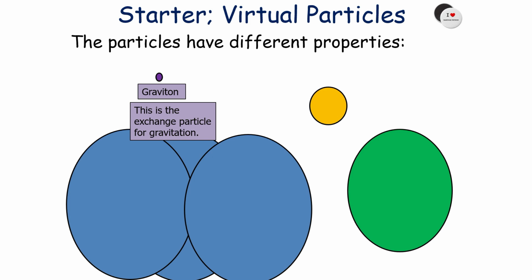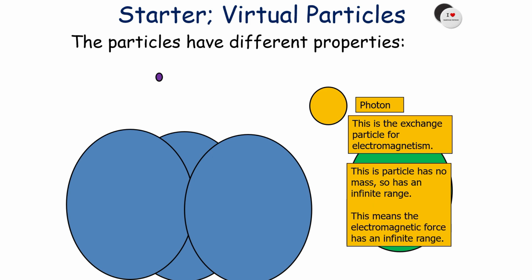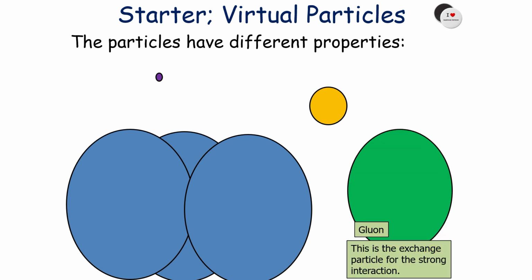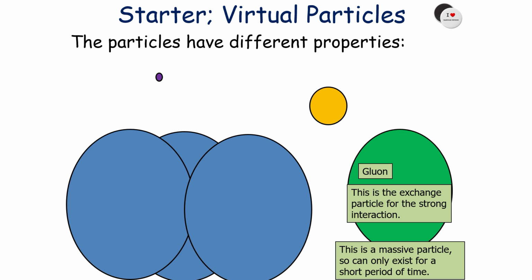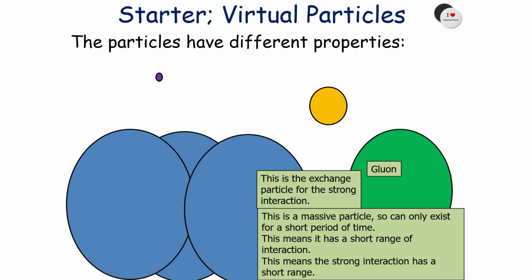So we've got the graviton, which is the exchange particle for gravitation. This is an exchange particle that's never been observed. You've got the photon, which is the exchange particle for electromagnetism. This particle has no mass, so has an infinite range. So this means that the electromagnetic force has an infinite range. You've got the gluon, which is the exchange particle for the strong interaction. This is a massive particle, so it can only exist for a short amount of time, so therefore the strong interaction has a short range.